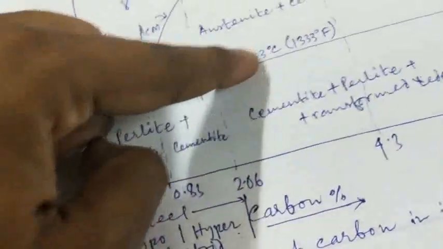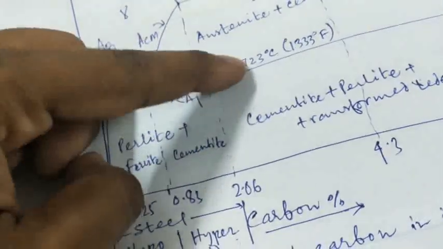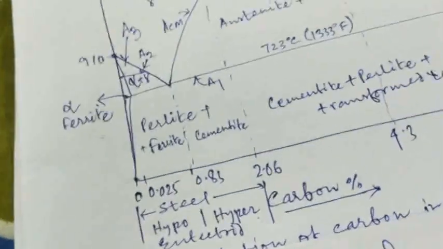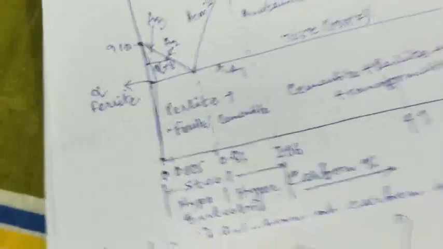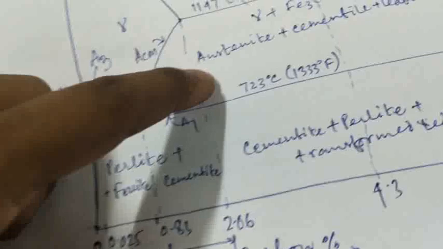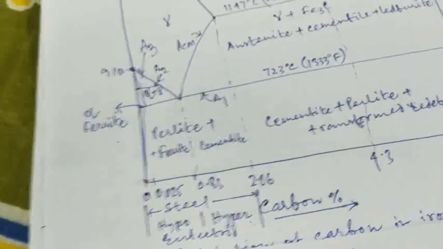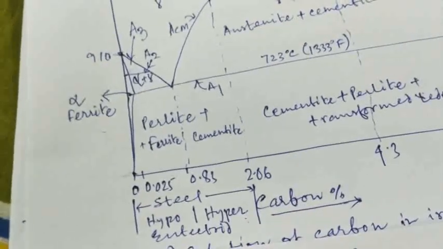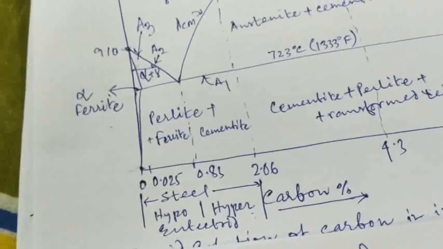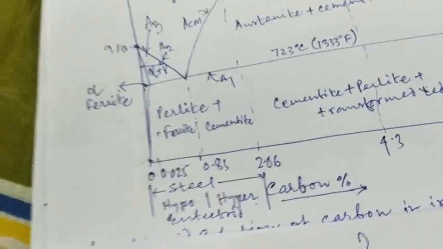That means we have to increase the temperature 20 to 30 degrees above this A1 line, then cool it down below the A1 line by about 20 degrees and keep it for a long time. After heating it, keep it for 2 to 4 hours, then cool it down to 20 degrees below 723 degrees, that means near about 700, and keep it for a long time.